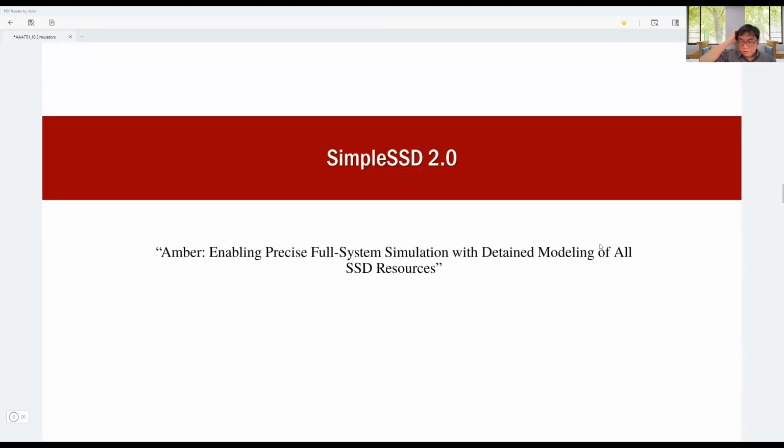Also, I will introduce SimpleSSD 2.0. This is an enhanced version of SimpleSSD that supports full system SSD simulation. Actually, SimpleSSD 2.0 was presented during MICRO 2018, I believe, 2019. Oh, I forgot. So if you find the MICRO paper, you can learn about SimpleSSD 2.0.